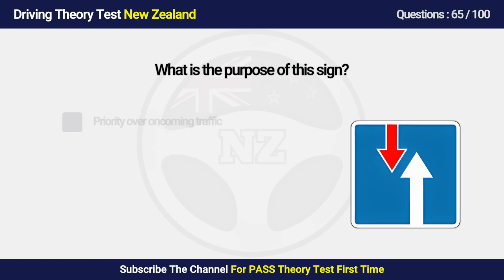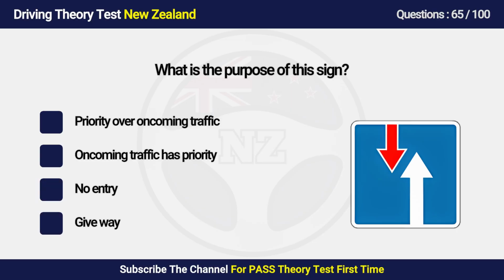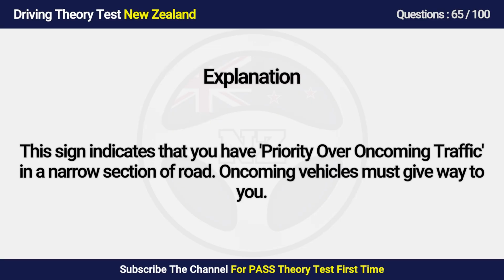Question 65. What is the purpose of this sign? A. Priority over oncoming traffic. B. Oncoming traffic has priority. C. No entry. D. Give way. Answer is A. Priority over oncoming traffic. This sign indicates that you have priority over oncoming traffic in a narrow section of road. Oncoming vehicles must give way to you.